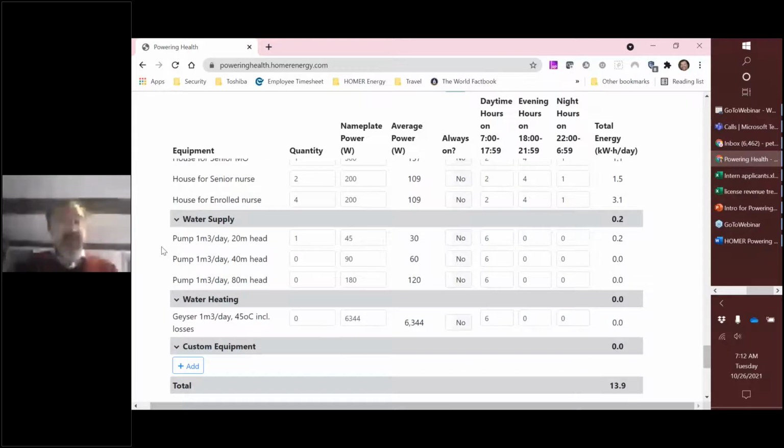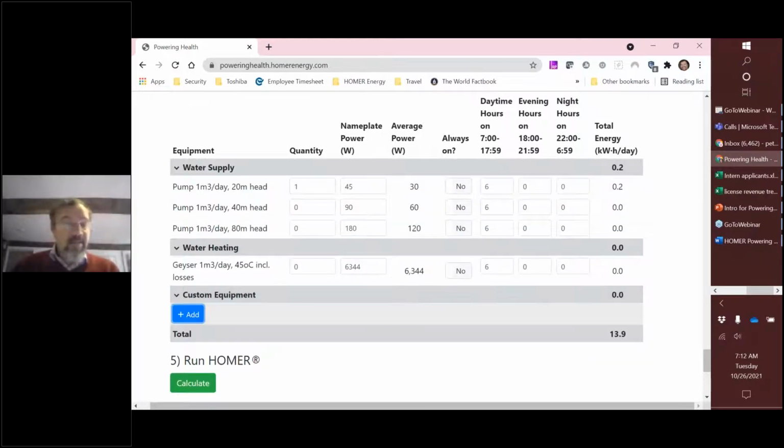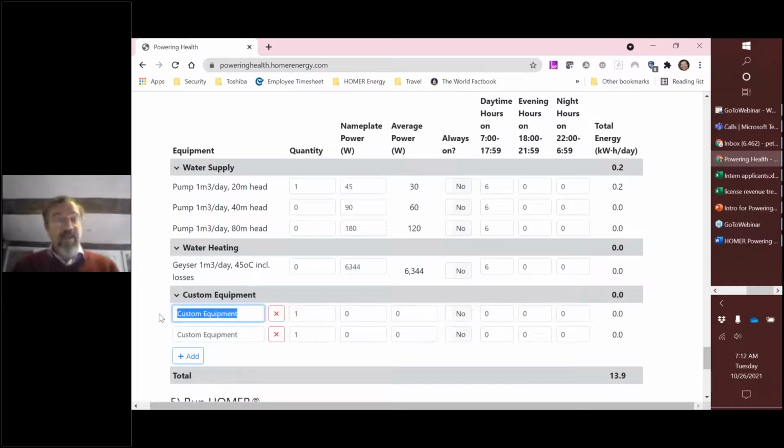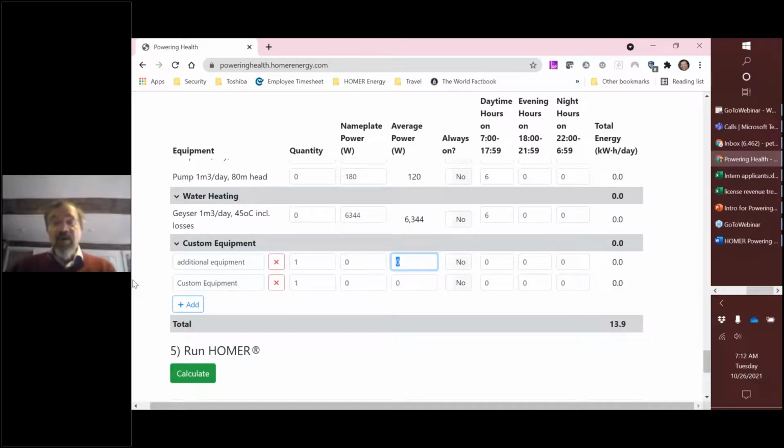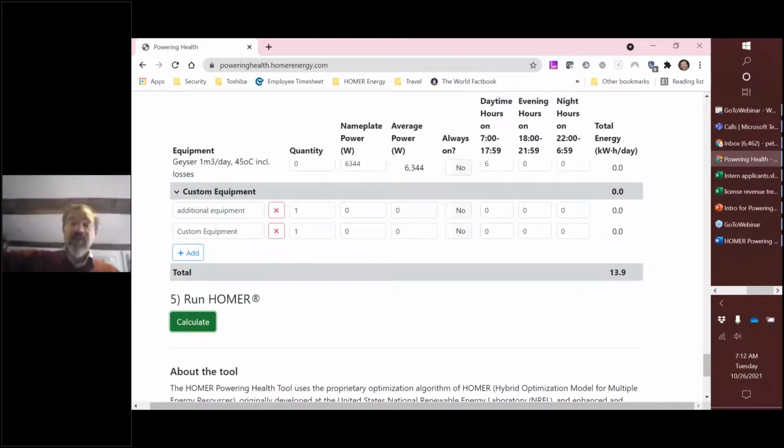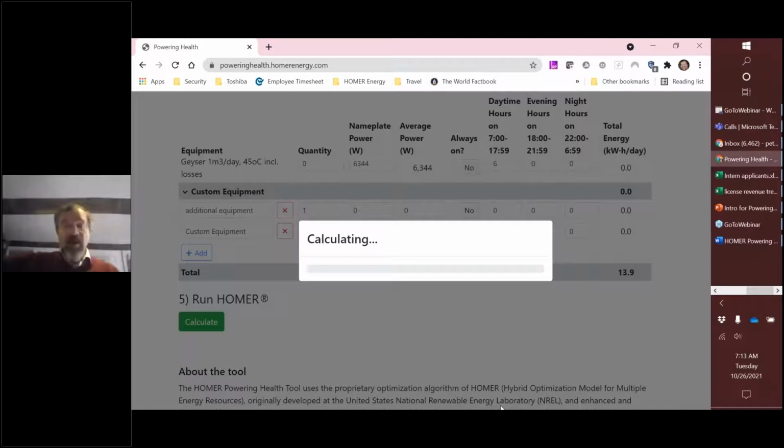And this is important to mention: you can add as many additional things as you want, whatever they might be, additional equipment, whatever it is. And then how many, what's their peak power, nameplate power, but then it probably doesn't use that continuously. So we need to know the average power so we get the energy load over the course of the day and its schedule. And then you calculate.